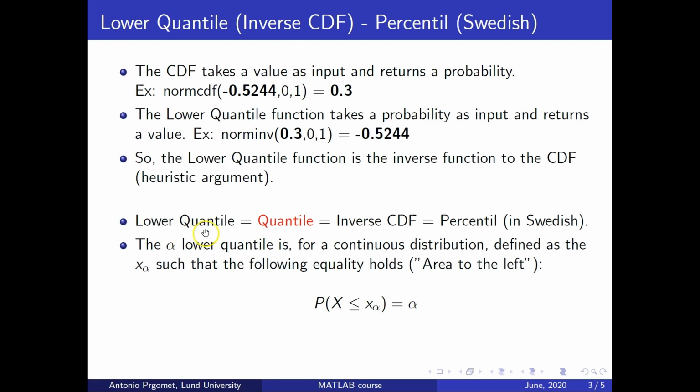The lower quantile is sometimes called quantile, inverse CDF, or in Swedish, percentile. The alpha lower quantile is for a continuous distribution defined as the x alpha such that the following equality holds. The probability that the random variable X is less than or equal to x alpha is equal to alpha. Visually, we can view this as the area to the left.